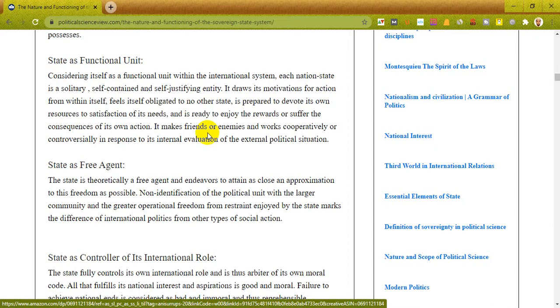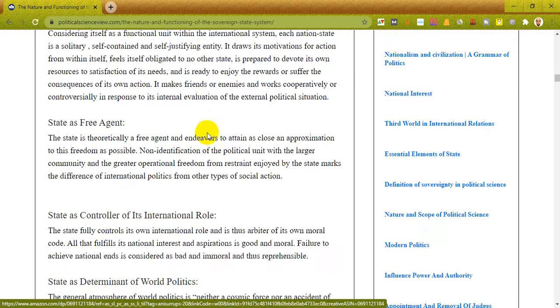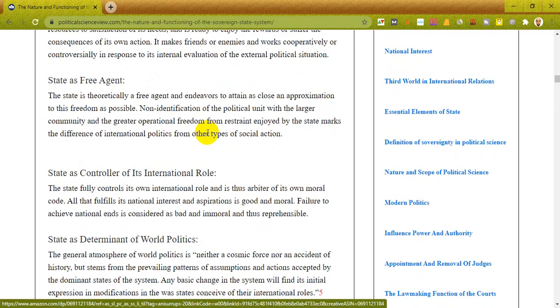State as free agent. The state is theoretically a free agent and endeavors to attain as close an approximation to this freedom as possible. Non-identification of the political unit with the larger community and the greater operational freedom from restraint enjoyed by the state marks the difference of international politics from other types of social action.